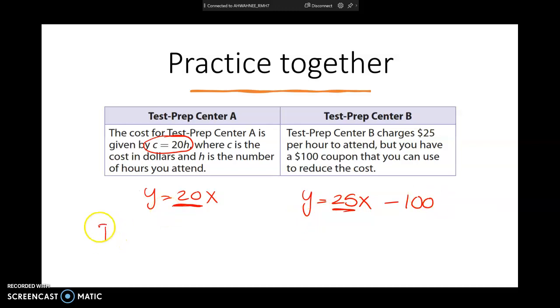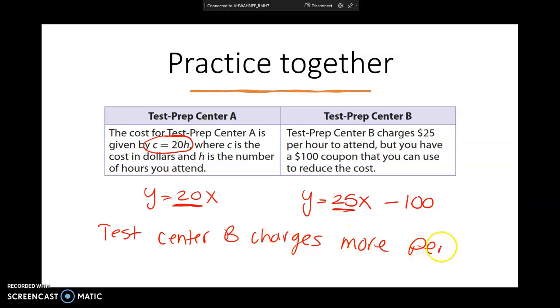So we can say test center B charges more per hour. But you could also say for test center B, we have the better deal because of that $100 gift card. Because what's 25 times 4? 100. 100 minus 100 is 0. So you'd pay nothing if you went for 4 hours. So at test center B you can have 4 free hours, whereas at test center A, 4 times 20 is $80.